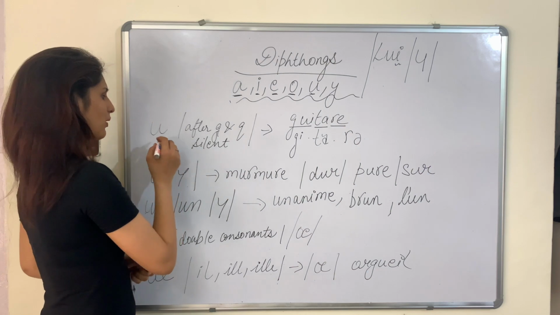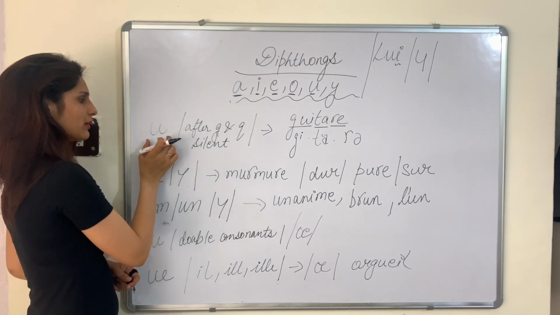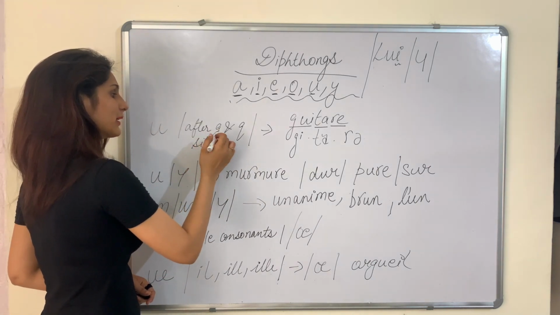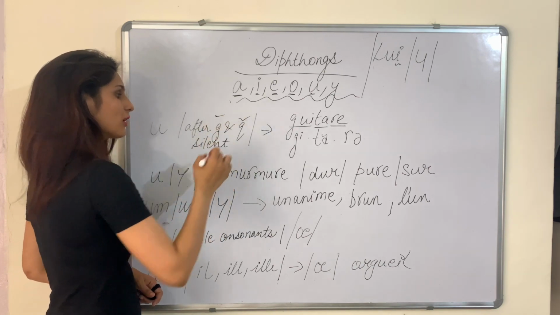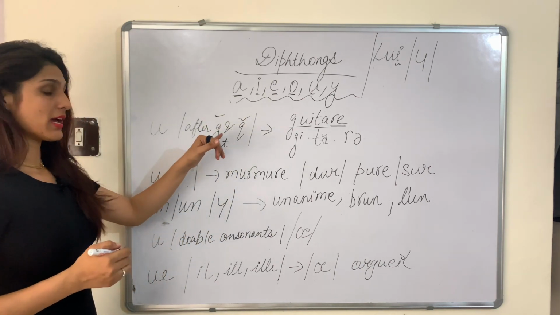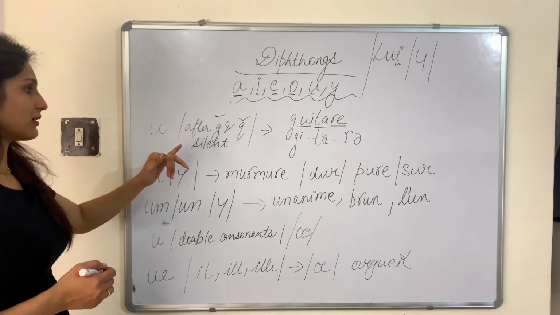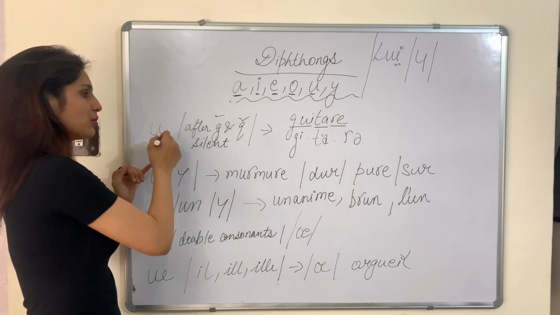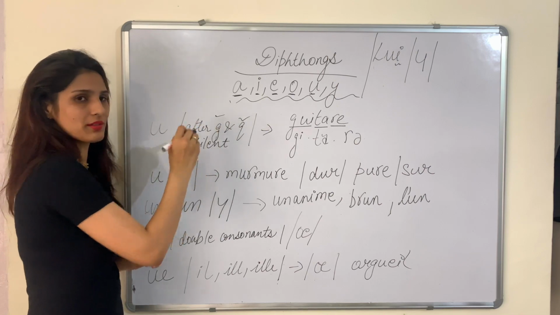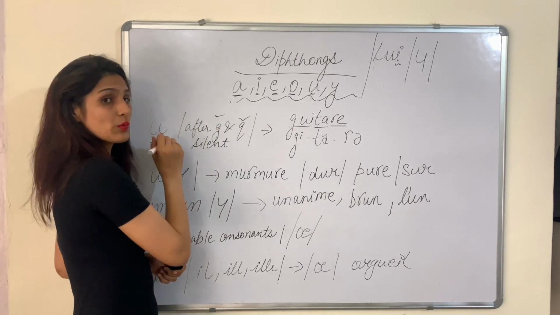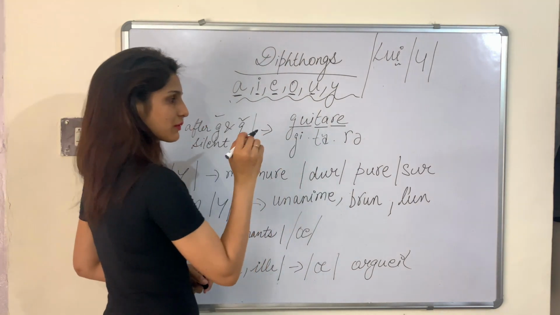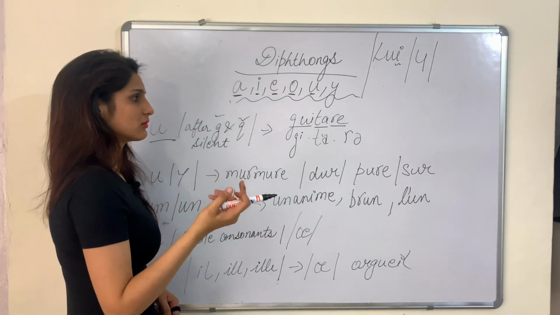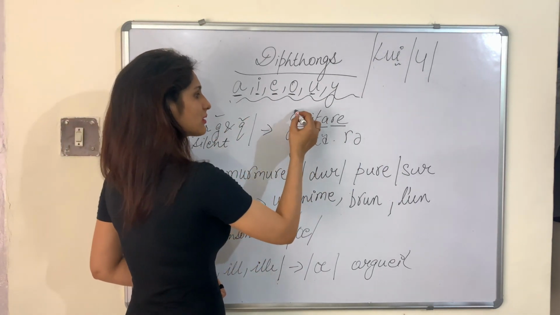First of all, this U is always silent whenever it is followed by either of these two letters, G and Q. Whenever U follows these two letters, it is going to become silent, like in the word guitare. There is no U. U is silent. So it is directly guitare.